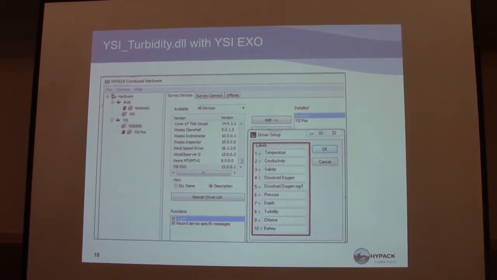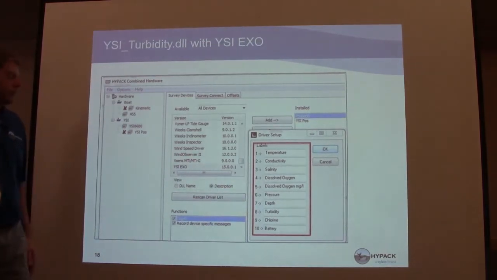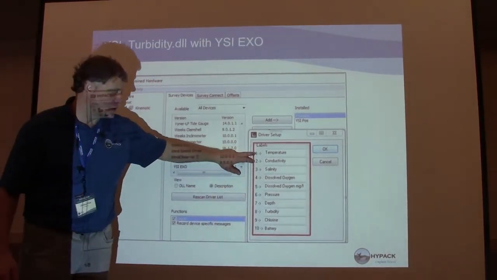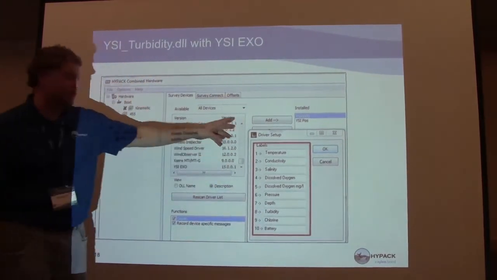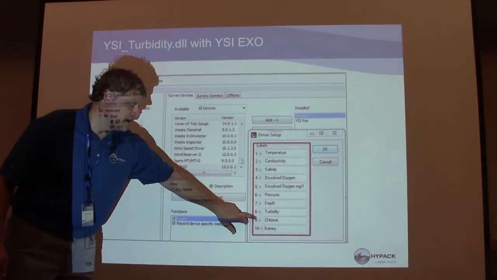The YSI EXO can graph and plot this turbidity and those parameters that sensor can read. And like anything else, it's a device driver. So for this one, it's a multi-parameter probe. You can have these different types of sensors installed on that probe. And with this YSI 6600, you just specify the 10 parameters you have. So we have temperature, conductivity, salinity, all the way down to turbidity and chlorine.